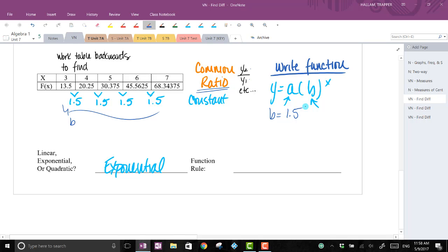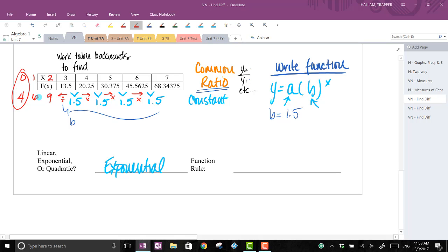Now, the a value can be a little tricky for exponentials. The easiest way to address this is to go backwards in the table until you get to 0. So I want to move this table backwards. Well, if I'm multiplying by 1.5 to go forward, then to go backwards, I need to divide by 1.5. So if I take 13.5 and divide it by 1.5 to go back to the second term in this sequence, I'm going to get 9. And if I do that division again, I'm going to get 6 for the first term, and then the initial value is going to be 4. So I found my y-intercept by working the table backwards. That's probably the easiest method to go through.